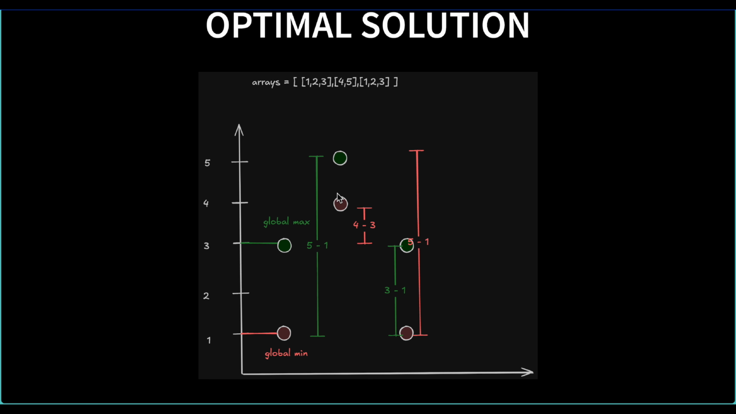So one of the maximum distances can be the current maximum minus the global minimum. So it will be 5 minus 1 equal to 4. Or we can do the current minimum minus the global maximum. So it will be 4 minus 3 equal to 1. And note that it is a positive value because we have to take the absolute difference. And we take the maximum of either of them. So it will be 4 in this case. And now that we have updated the maximum distance, we update our global maximum to 5 and the global minimum stays 1 itself, because here we got 4, which is more than 1. So the global minimum stays as 1 only.